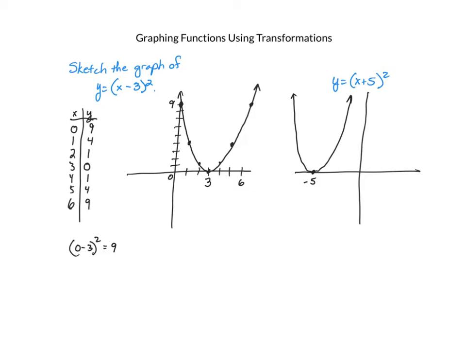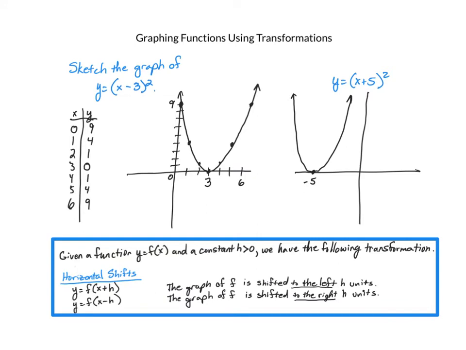Let's write the summary. So here it is, given a function y equals f of x and a constant h greater than 0, we have the following transformation. Y equals f of x plus h would shift the graph of f to the left h units, and y equals f of x minus h would shift it to the right h units. And again, notice it's independent of the function that we're talking about.